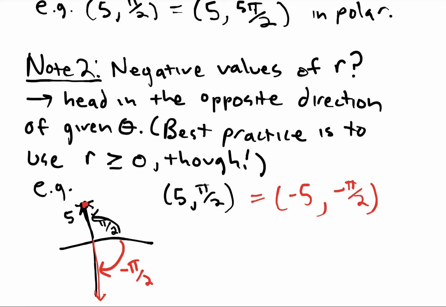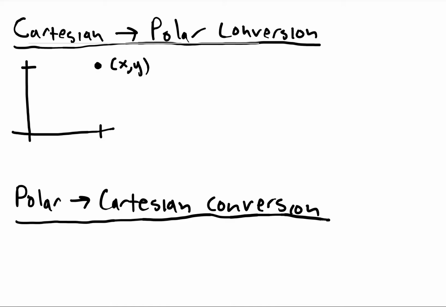So do keep in mind, you don't necessarily have unique representation of points. With that said, how the heck do I convert to these things in the first place? Well, here's some tricks for our Cartesian polar conversion, right? Let's assume that I've got some sort of an xy point that I want to start with, and I want to turn this into an r theta coordinate, okay?